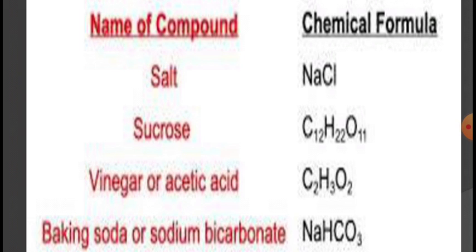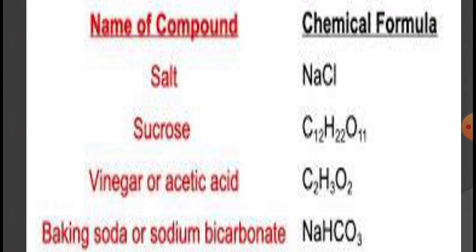NaCl is telling us that salt is made up of two types of elements. One is sodium and the second is chlorine. This also depicts that only one atom of sodium and one atom of chlorine are required to make a compound of sodium chloride.